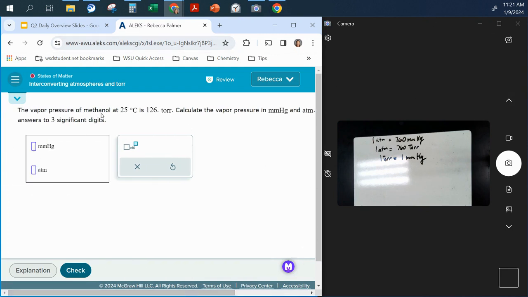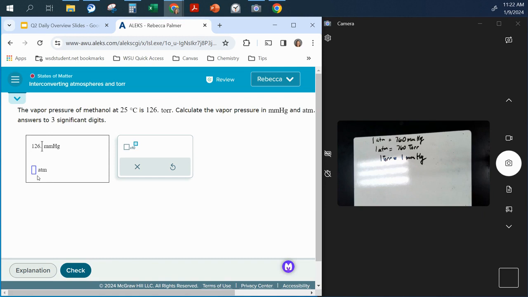So the vapor pressure of methanol is 126 torr. Calculate in millimeters of mercury and in atmospheres. So if it's in torr, it's already in millimeters of mercury. So we can just say 126. Remember, we're getting our sig figs from this value. This one has 3 sig figs, so our value should have 3 sig figs.